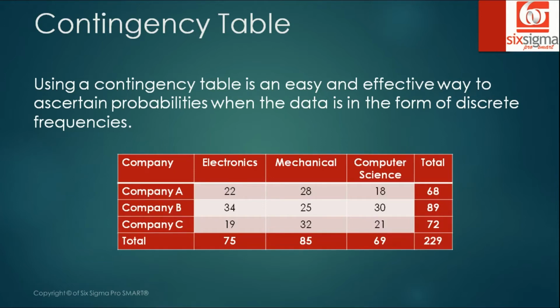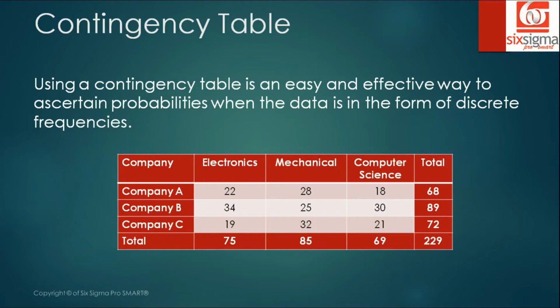Let's say we are talking about an engineering college where we get students who study electronics, mechanical, and computer science. And let's say that this college has different companies visiting for placements. So there is a company A, company B, and a company C. This table represents how many people historically have been selected, say, by company A from electronics, mechanical, and computer science.